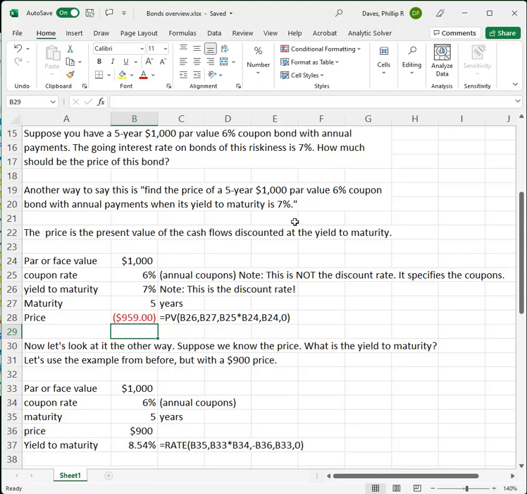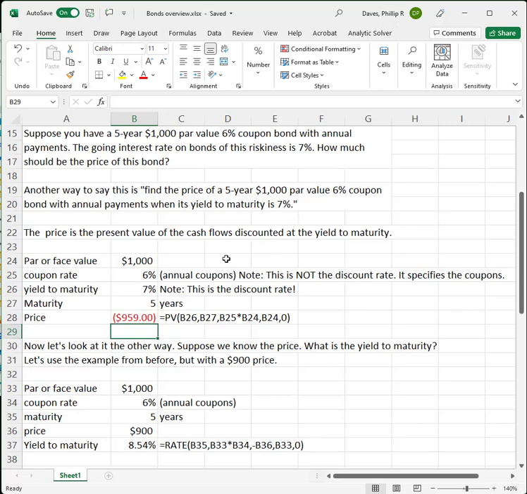So $959 is how much this bond would trade for if the going rate of interest on investments of that sort of risk, or the yield to maturity on this bond, were 7%. Okay, so that's how you find prices. It's a present value problem.